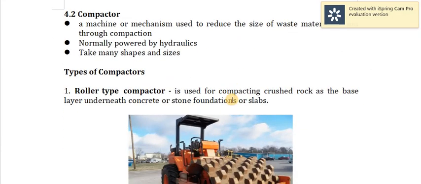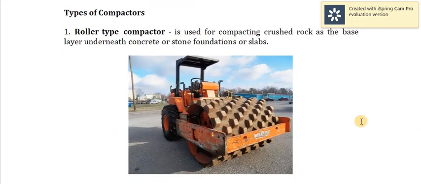Next, we have compactor. It is a machine or mechanism used to reduce the size of waste material or soil through compaction. So, ayun, pinipirat niya. Ganyan. This is normally powered by hydraulics. This may take many shapes and sizes. We have 3 types of compactors. Number 1 is the roller type compactor.